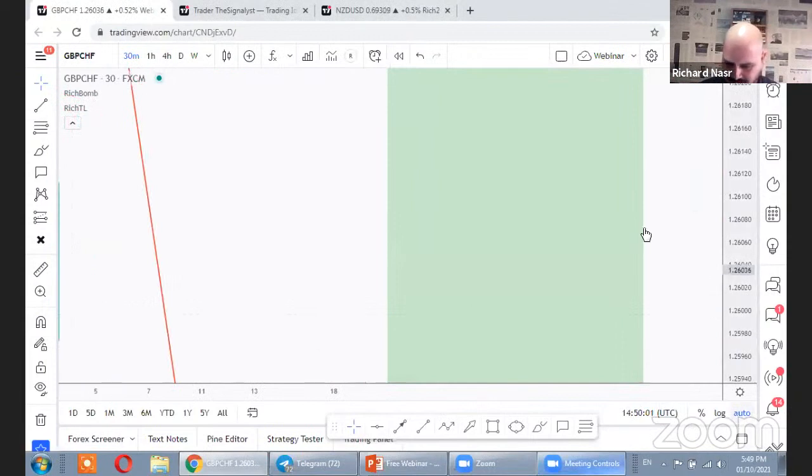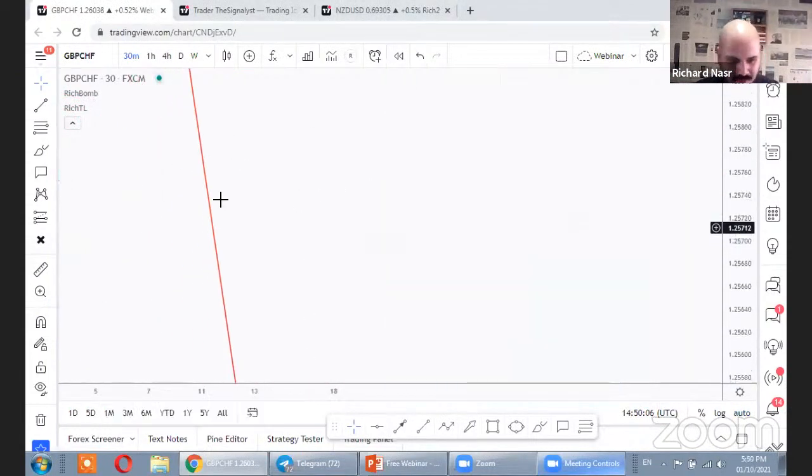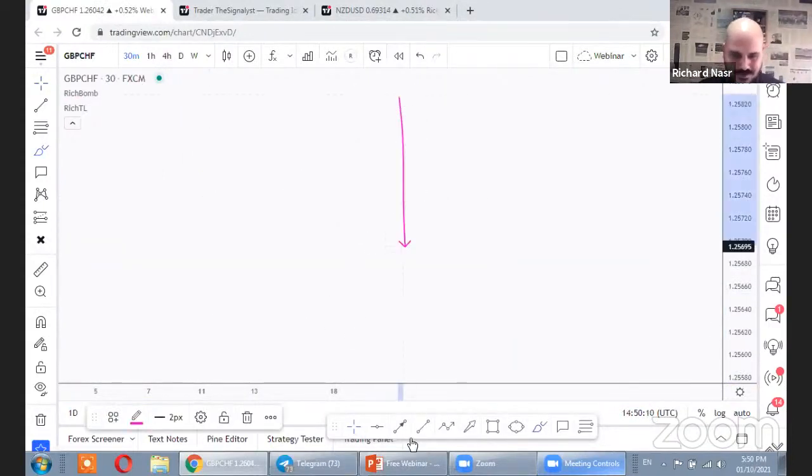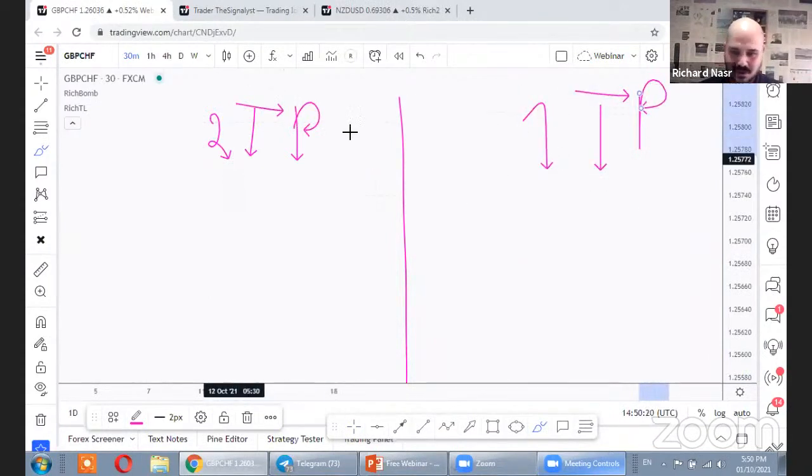Let me open a blank one. I'll delete this one and delete this one. Fantastic. Okay, so here we've got 2 TP, right? 2 TP, and here we've got 1 TP. Okay, and we are going to compare them in terms of risk to reward.